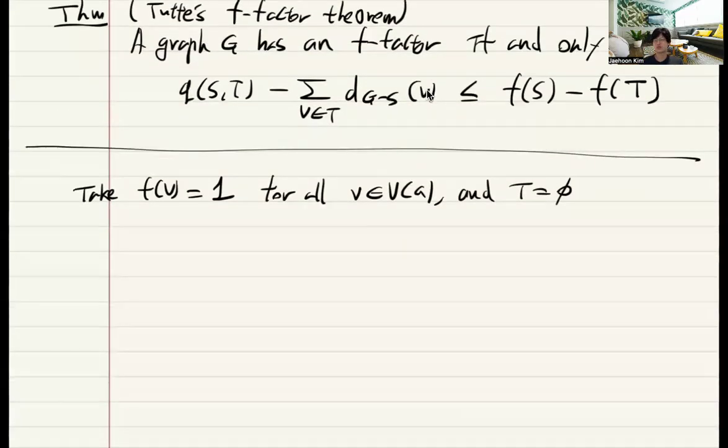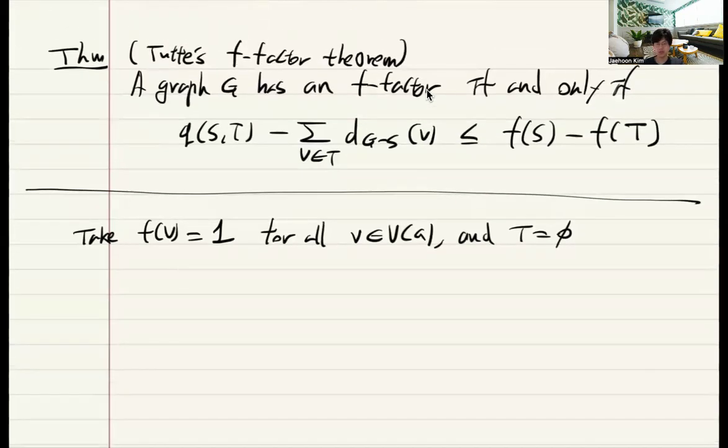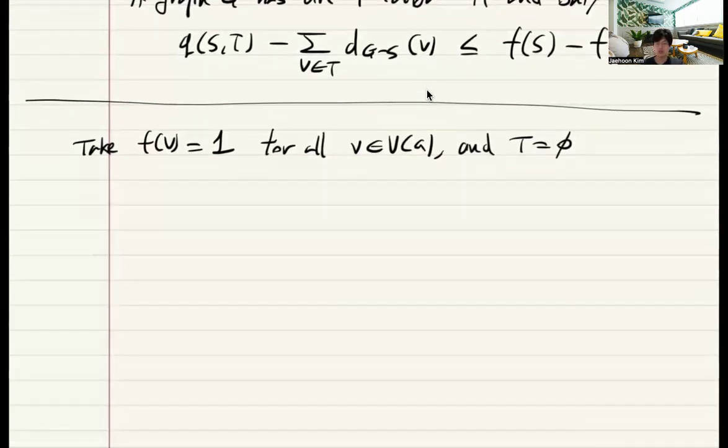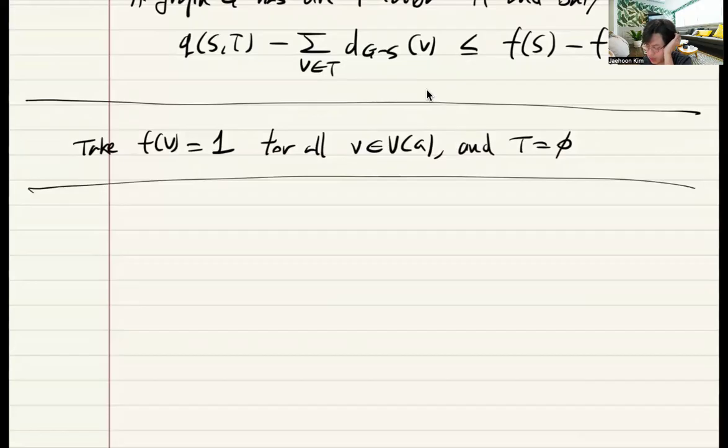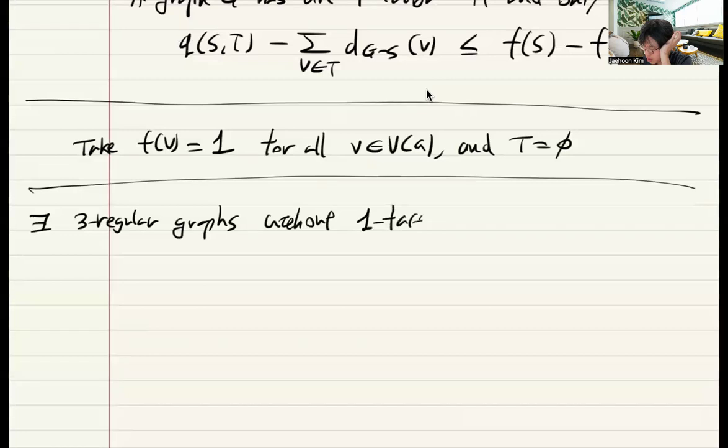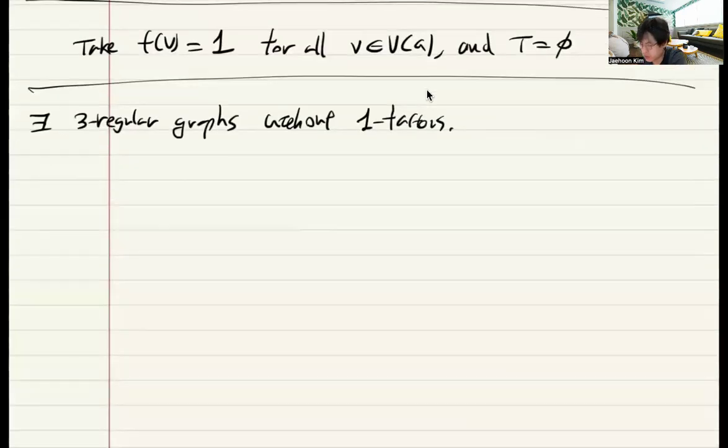So, as we will not prove this theorem, maybe we see one application of this theorem. Let's say you want to find, again, a perfect matching, a one factor. Then for simple graphs, let's say three regular graphs, there are three regular graphs without a one factor.